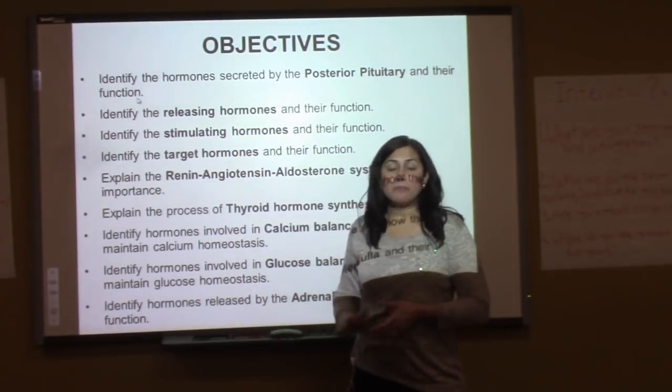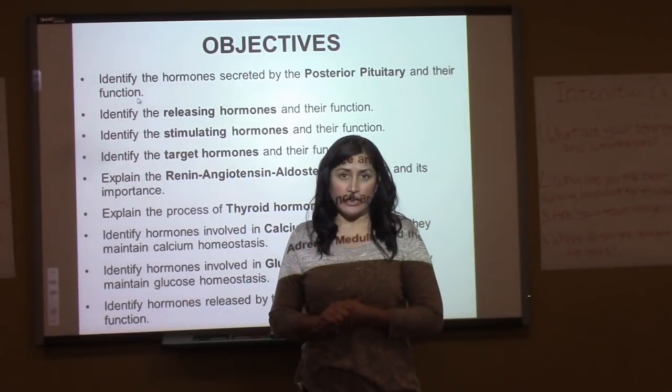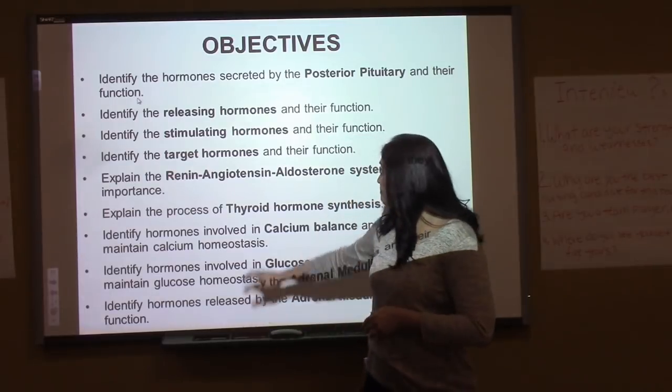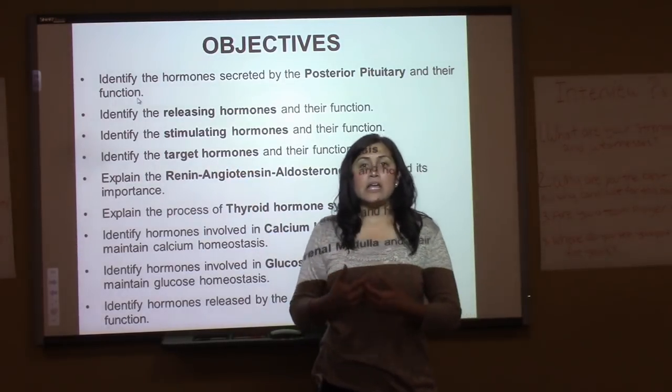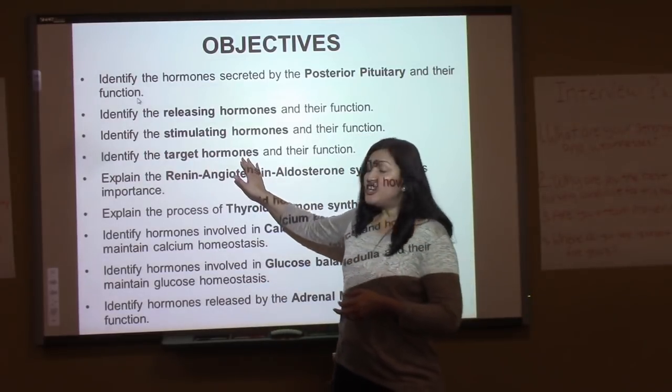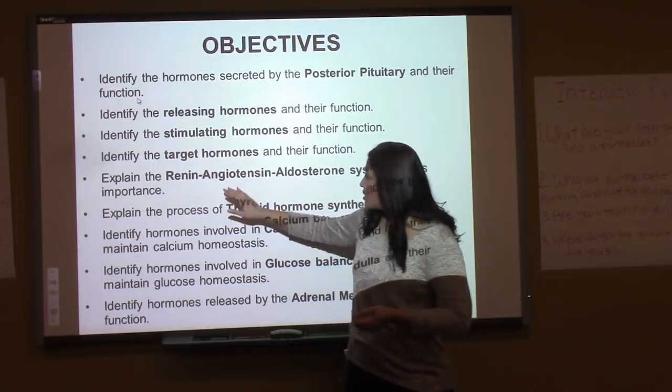Then moving on, you should be able to identify all the stimulating hormones which are released by the anterior pituitary gland and what their function is. Identify the target hormones released and their function. Each target hormone is released from a different endocrine gland.